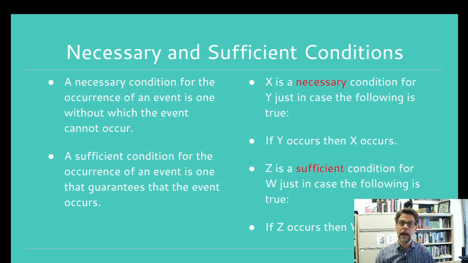Is it necessary that a bachelor be unmarried? Yes. In other words, if you're married, I know you're not a bachelor. So being unmarried is a necessary condition for being a bachelor. But it's not a sufficient condition. What's a sufficient condition? A sufficient condition is one that guarantees that the event occurs. So, does being unmarried guarantee that you're a bachelor? No. If you're unmarried, I don't know enough about you to know whether you're a bachelor or not. So being unmarried is necessary for being a bachelor, but not sufficient.